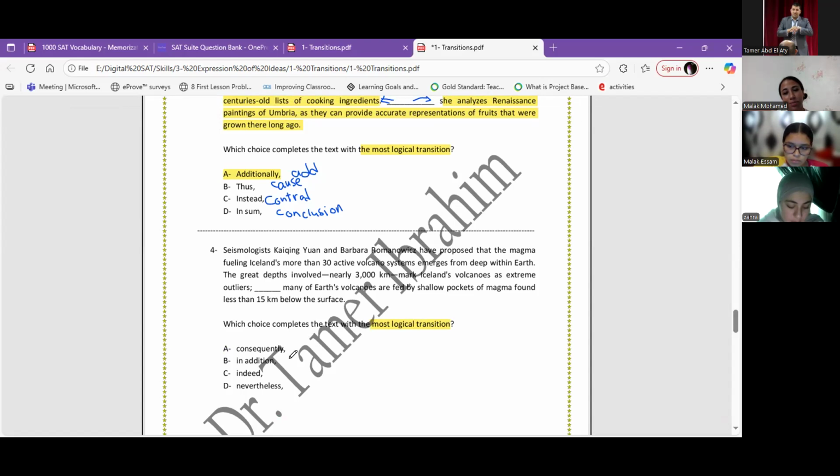Consequently: cause and effect, result. In addition: addition. Indeed: emphasize. Nevertheless: contradiction, despite that.